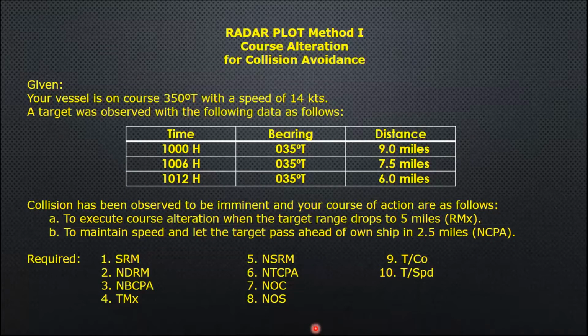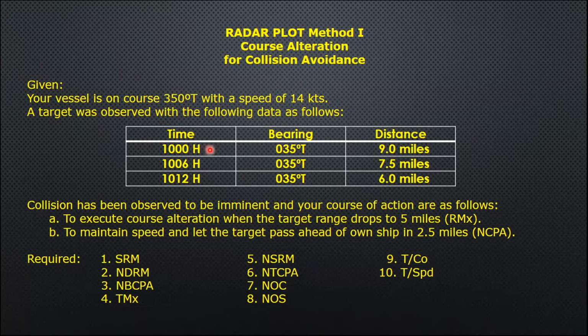Good day. In this video, I'll be discussing method number 1, course alteration in radar plotting. To start with, we have our problem. Given our vessel is on course 350 degrees true with a speed of 14 knots. A target was observed with the following data.